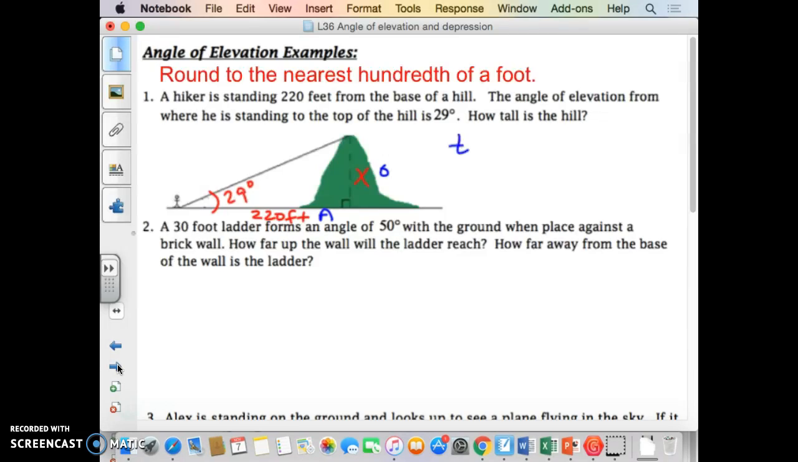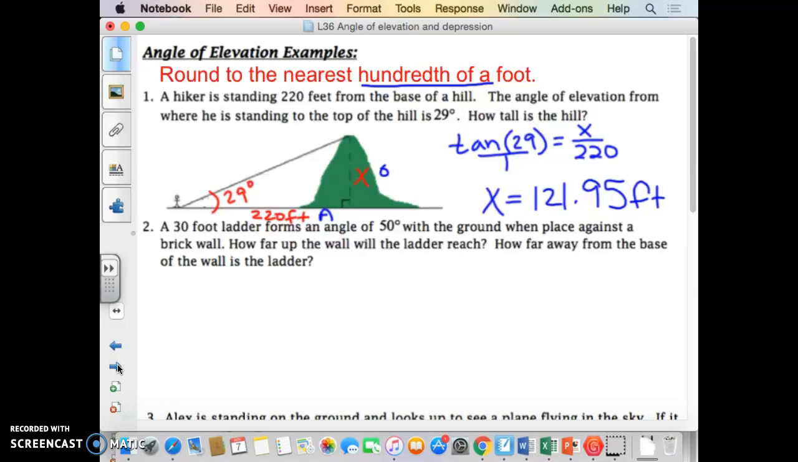So again, this is going to be tangent 29 equals x over 220. And this is a multiplication problem. And I can see that when I cross multiply, 1 times x is 1x. So you're literally going to type in your calculator, tan 29. Make sure you close the parentheses, then hit times 220. If you don't close the parentheses, you'll get the wrong answer. And so x equals, round to the nearest hundredth of a foot, x equals 121.95 feet.